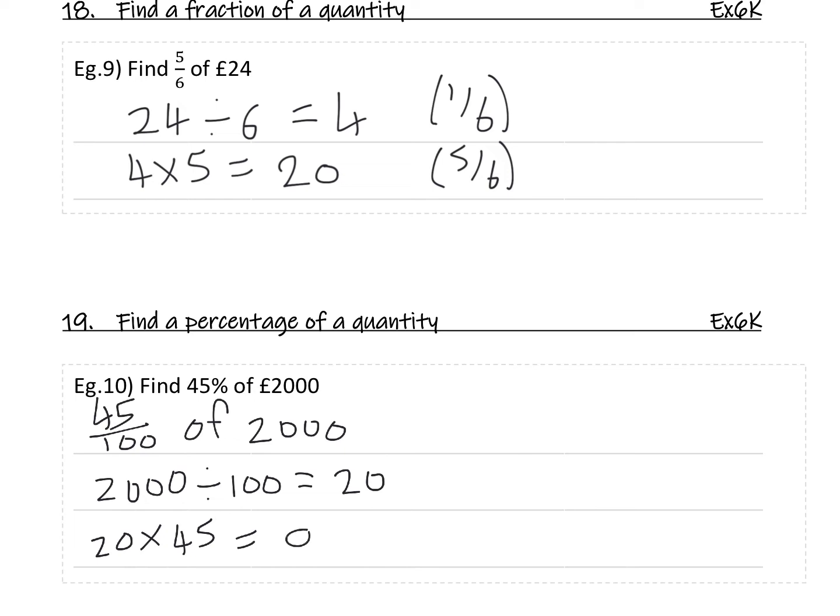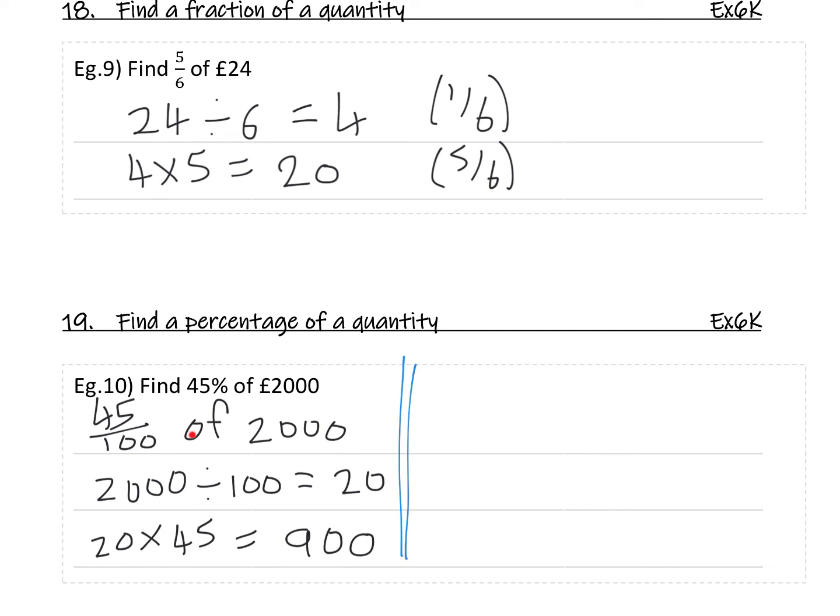45 times 2 is 90. So 45 times 20 would be 900. Now you may have some other techniques which you've learnt and they are useful. I wouldn't discard them. Just depends on the type of question.